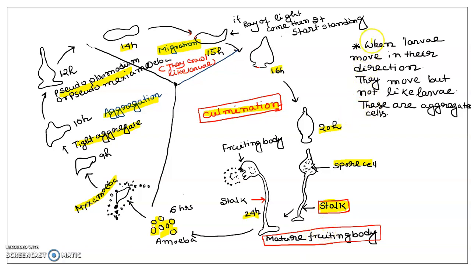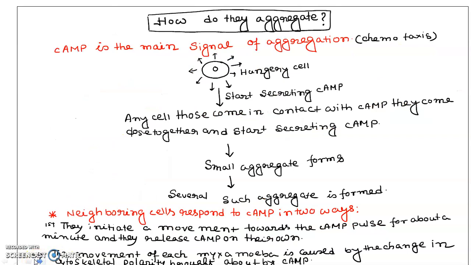Now we will learn how this stalk and fruiting body differentiation occurs in Dictyostelium discoideum. When the slug moves in its direction, it is not like a larva; these are aggregations of cells. From which cells they differentiate into stalk cells and spore cells, we'll see in the next few minutes. First, the basic question is how cellular aggregation occurs. Cyclic AMP is the main signal for cellular aggregation, that is, chemotaxis occurs.